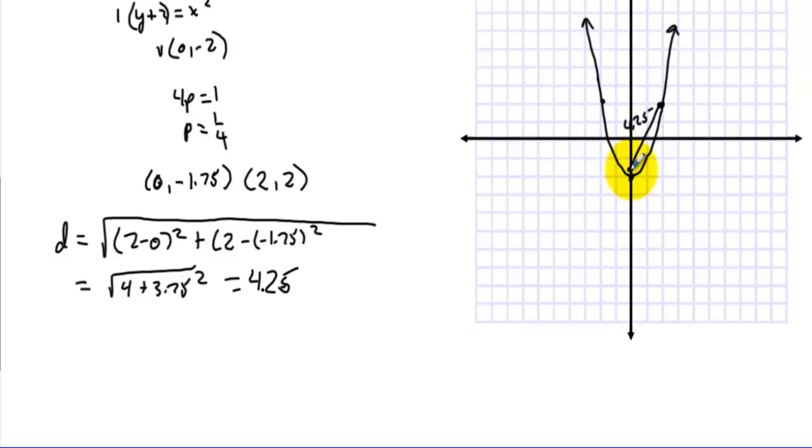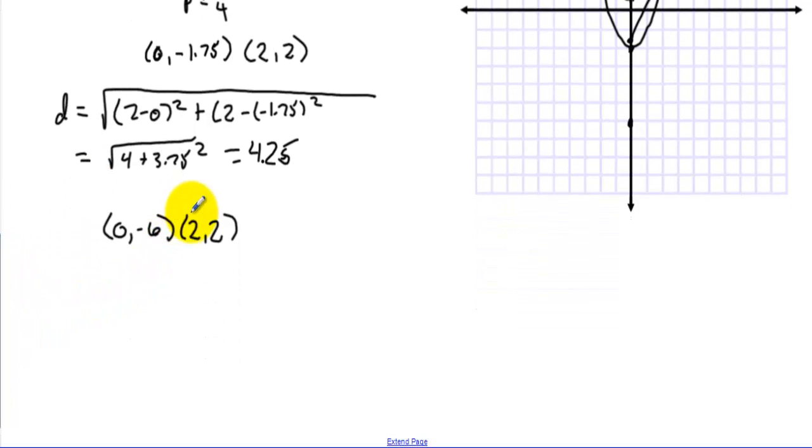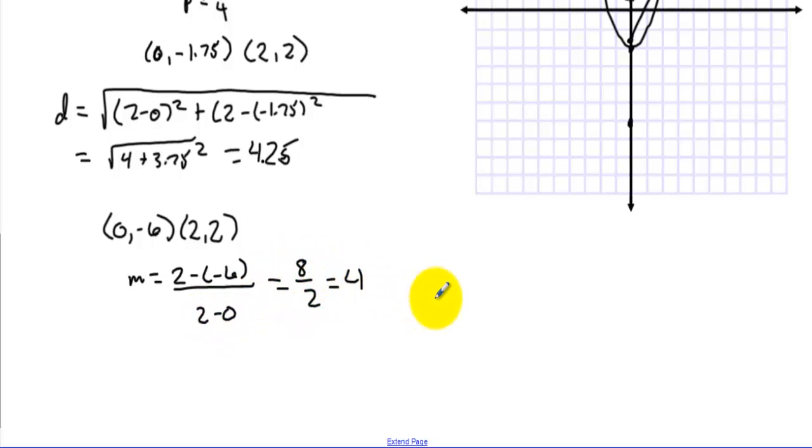Well, if we go 0.25 down, we get to the vertex, and then from the vertex we'll have to go 4 more. 1, 2, 3, 4. Well, now we have the point (0, -6), and we have the point (2, 2). Those 2 points are sitting on the tangent line. Now we just have to come up with the equation of this tangent line. Let's get the slope. We have 2 minus negative 6 over 2 minus 0. That's 8 over 2, so the slope is 4.